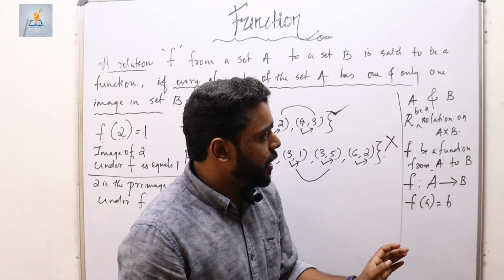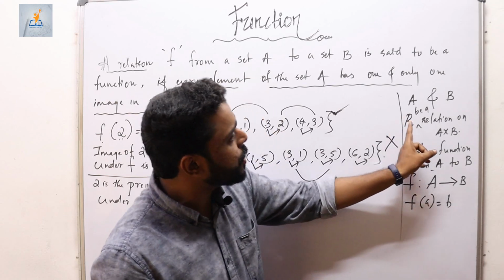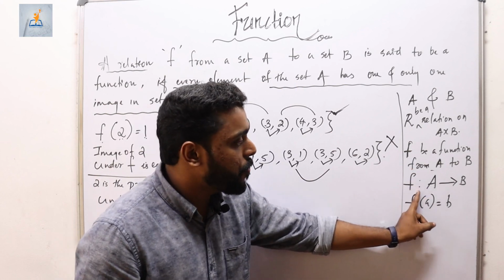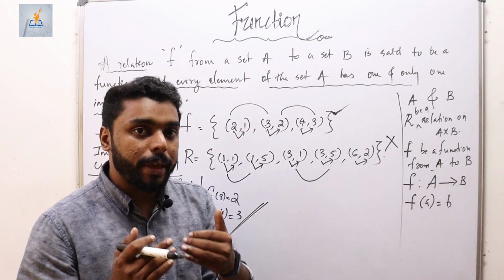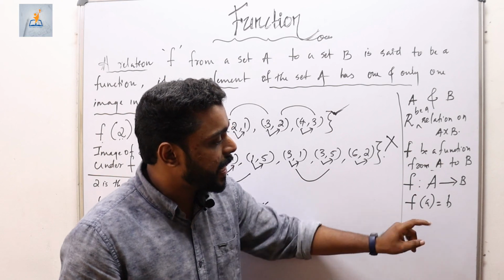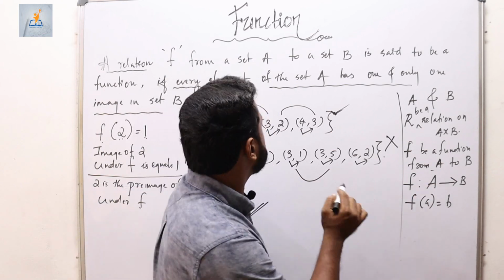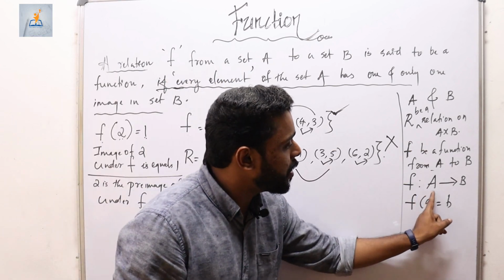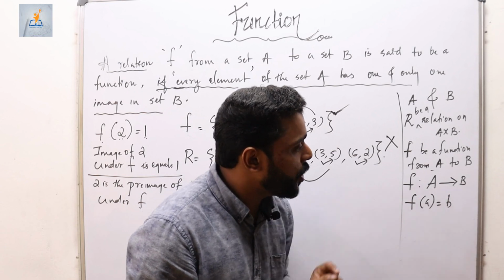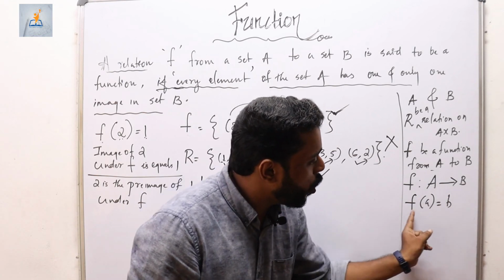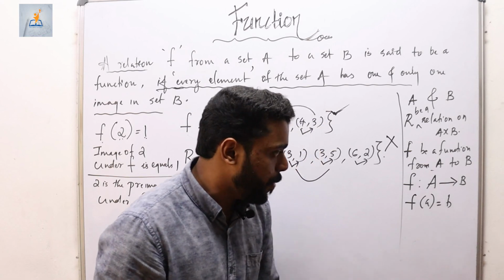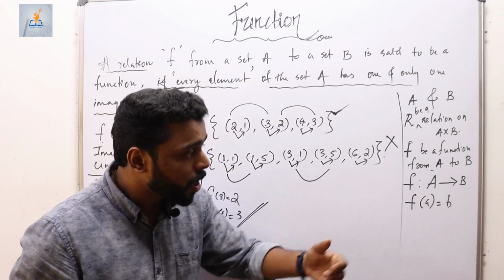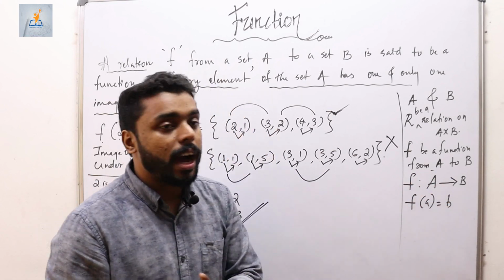If A and B are any two sets, and R is a relation on A cross B, and if R satisfies these properties, then we can call it a function from A to B, and we denote it by function f from A to B. For every element of A, it must have one and only one image in the set B, and we can denote it by the general version f of a is equal to b, which means that a is the pre-image of b under f, or b is the image of a under f.